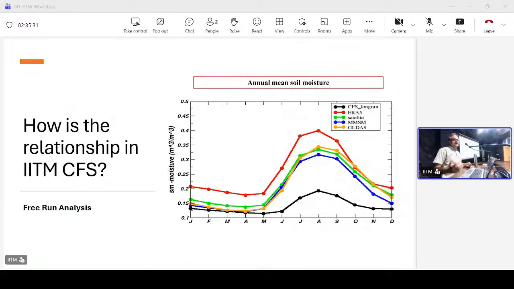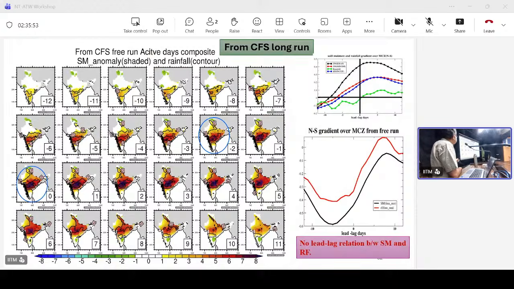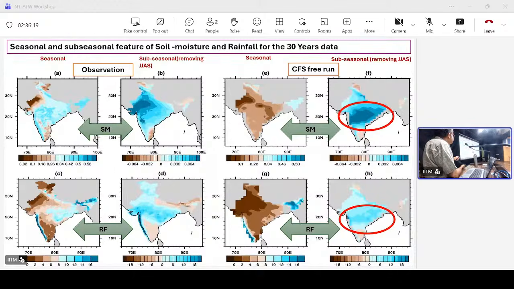Now, how is it in IITM CFS? One thing is that the CFS soil moisture is very poor. Even if it gives a proper annual cycle, the actual bias from multiple types of reanalysis is very poor over the Indian region, some of central India. So there is a huge scope of improvement for this annual cycle. The other thing is, if we do a free run, we find that the rainfall and soil moisture follow each other. That means there is no lag-lead relationship. If you have more rainfall, you have wet soil. This is the same in the spatial pattern which we have shown here.